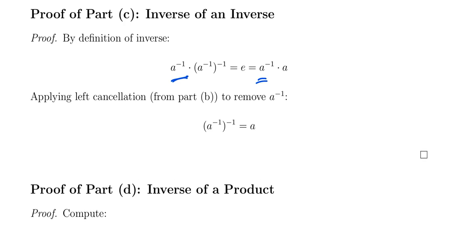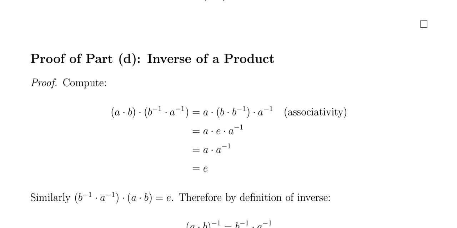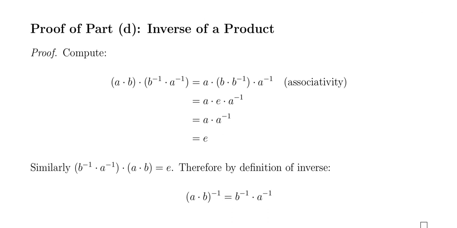The same way, (A dot B) whole inverse equals B inverse dot A inverse. How can we prove this? We have A dot B times B inverse A inverse, and we have to show this is the inverse of A dot B. So A dot B dot B inverse A inverse equals A dot, applying the associative law, B dot B inverse dot A inverse. B dot B inverse becomes E. So A dot E dot A inverse, that is A dot A inverse, and A dot A inverse becomes E. Similarly, B inverse dot A inverse dot A dot B equals E.